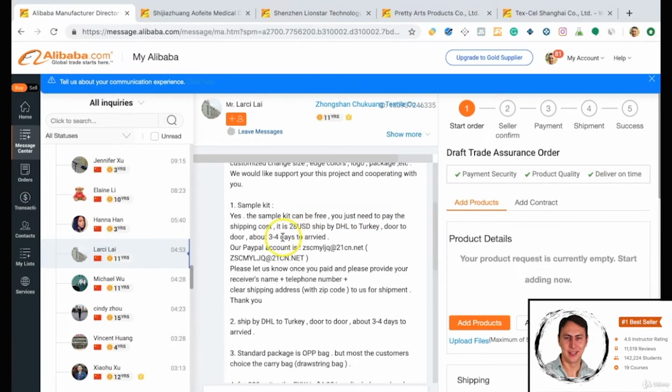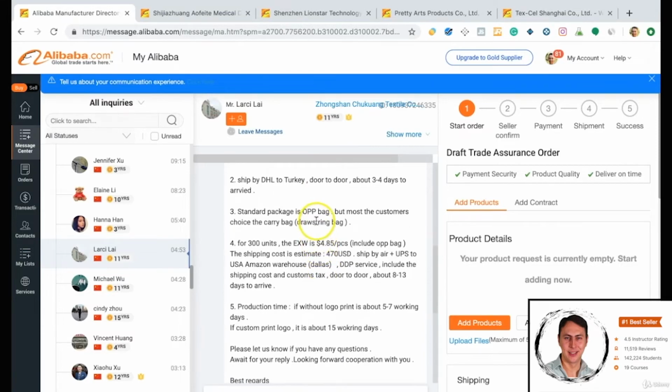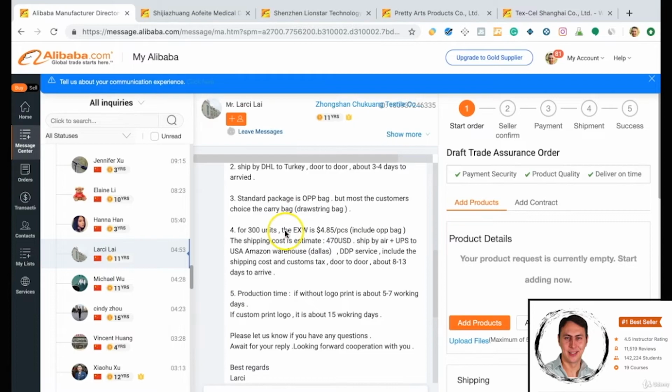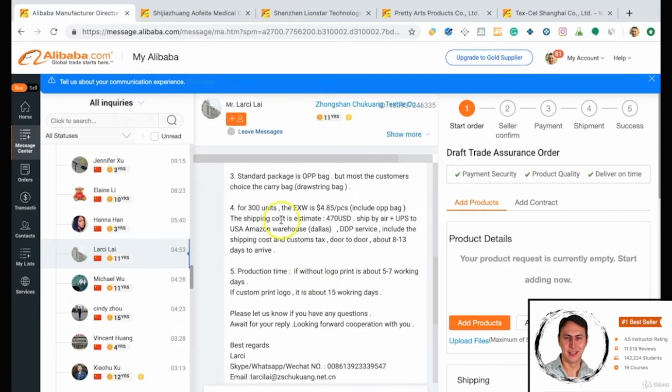This manufacturer introduced himself first, then gave the information about our product. The sample is $28, and they can reach you in 3 to 4 days, he is saying. Most of the customers prefer a carry bag, even though we prefer an OP bag, he is saying. I showed what an OP bag is. We can also consider the carry bag. They gave a price for 300 units of product. The EXW price is $4.85 per unit, and the shipping cost is $470. The average price of shipping is $650 for most of them.